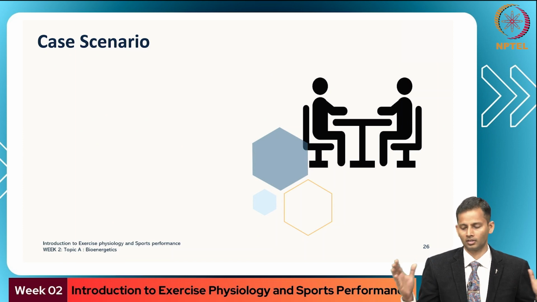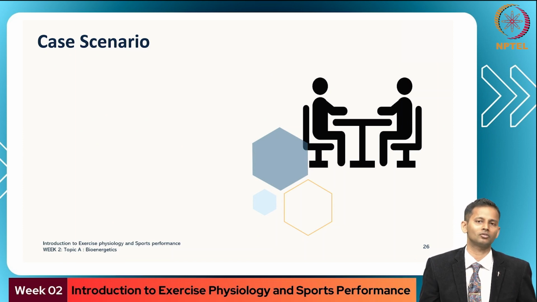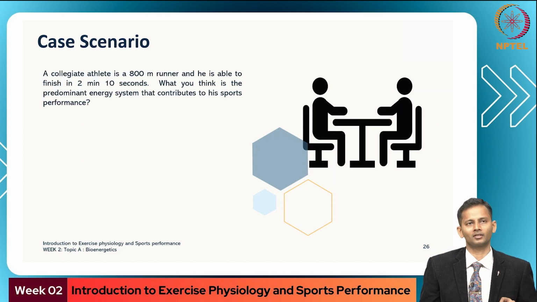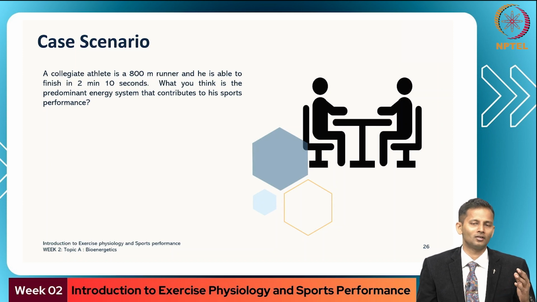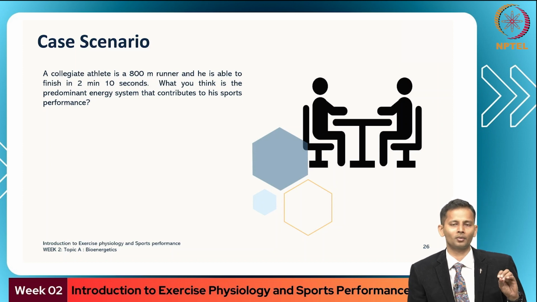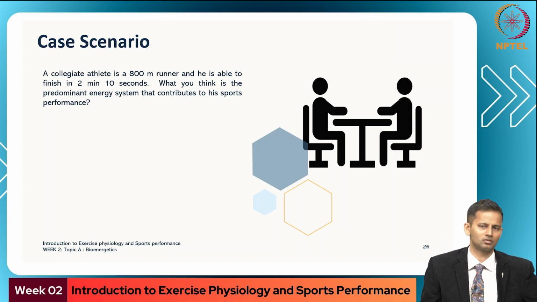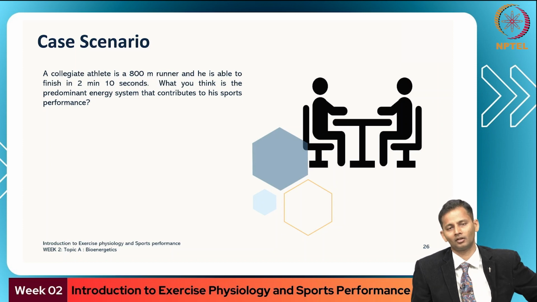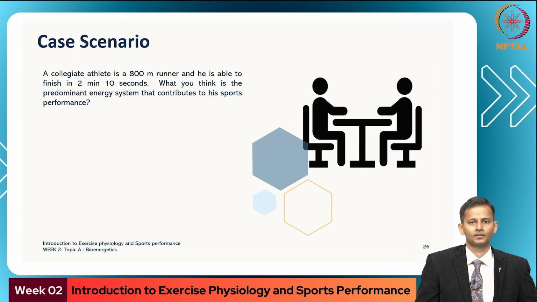Knowing all these processes about the energy systems, let's also focus on a small case scenario. Say a college athlete is an 800-meter runner. He is able to finish in 2 minutes and 10 seconds. I will ask you what you think is the predominant energy system that contributes to his sports performance. Just take a few seconds and think over from whatever you've learned. So, what is the predominating system if this particular 800-meter run lasts for 2 minutes and 10 seconds?